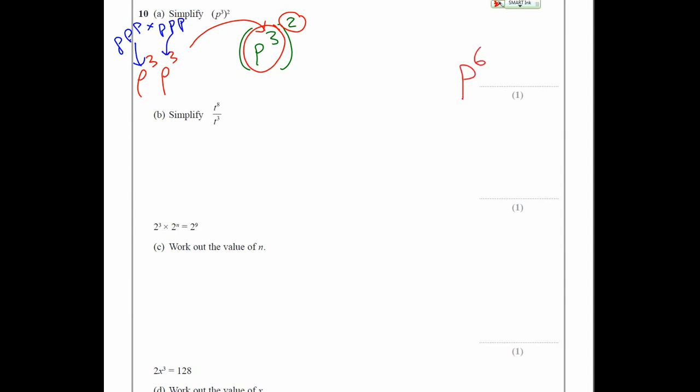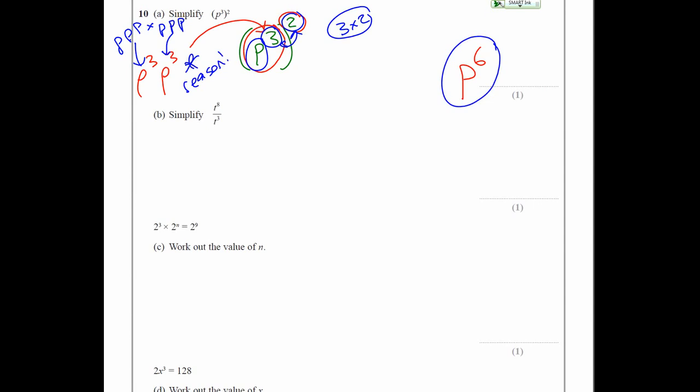There's a shortcut that I've not shown you yet. P to the power of 3 to the power of 2, you can just do 3 times 2. But this is the reason why it works. Okay? That's your answer, p to the power 6.